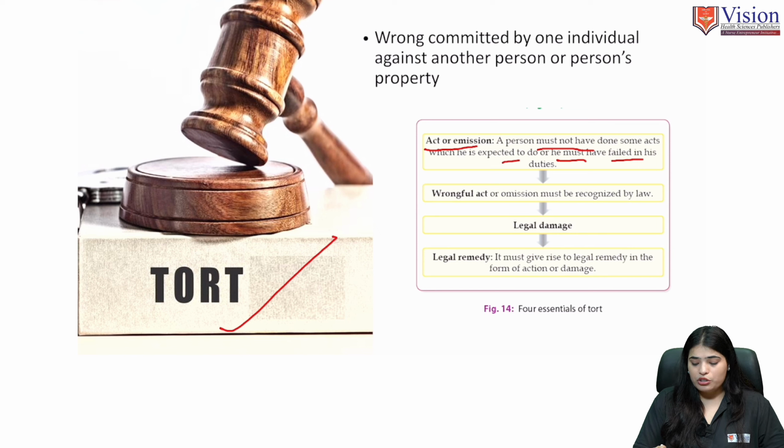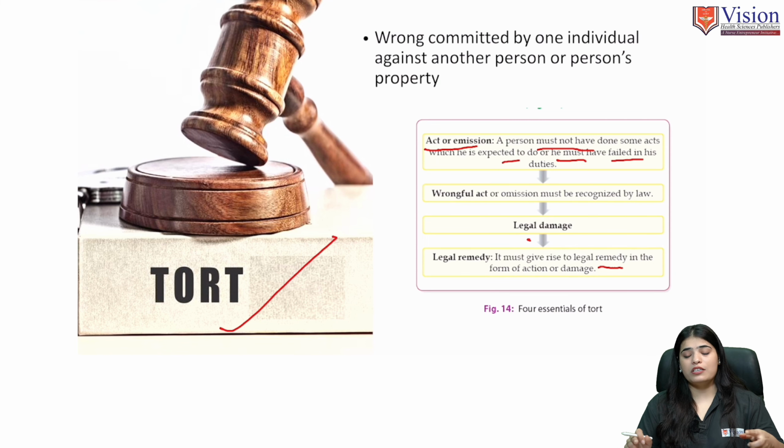Wrongful act or omission must be recognized by the law, and legal damage is there. And legal remedy, what would that be? It must give rise to a legal remedy in the form of action for the damage. Okay, there should be a legal action against the tort, because here one person is harming another person or his property.